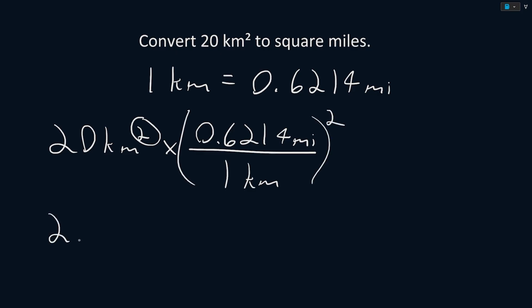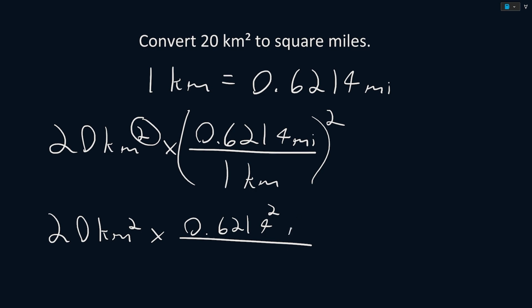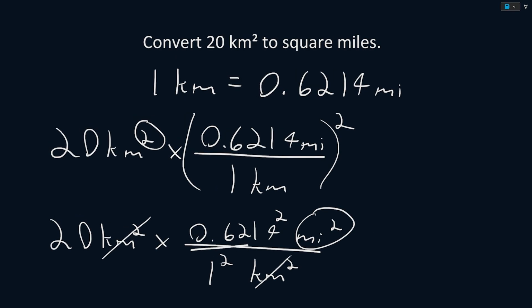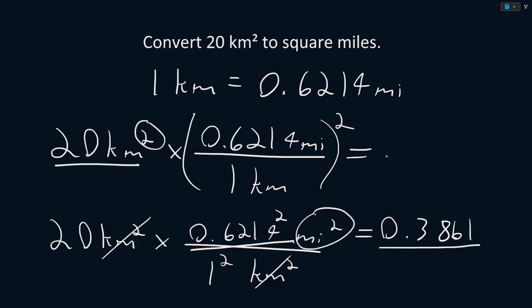This is the same as saying 20 square kilometers times 0.6214 squared miles over 1 square kilometer. Here we can see that the square kilometers cancel to leave us with squared miles. And 0.6214 squared is equivalent to 0.3861. So in order to solve this, we multiply 20 by 0.3861, which gives us that 20 square kilometers is approximately 7.722 square miles.